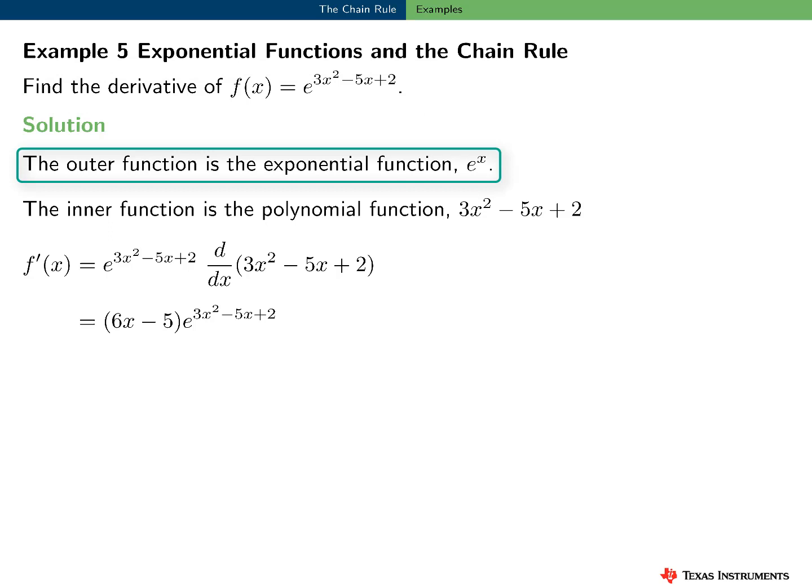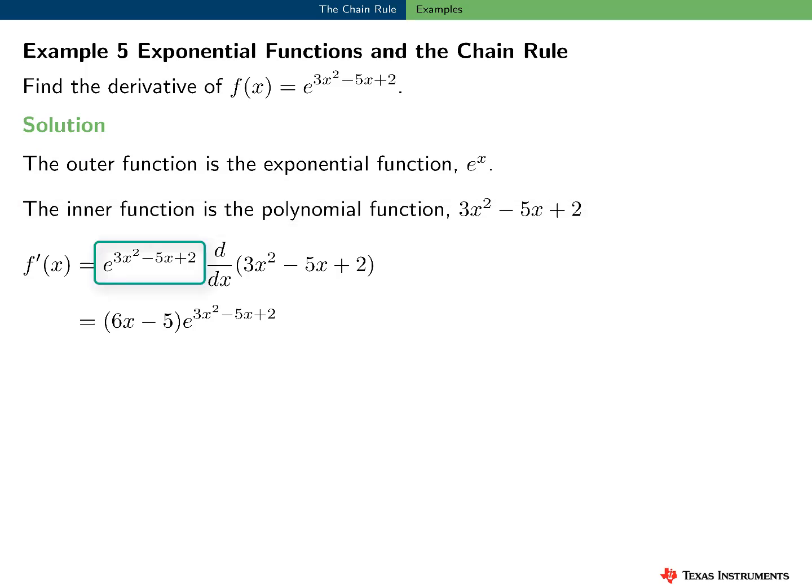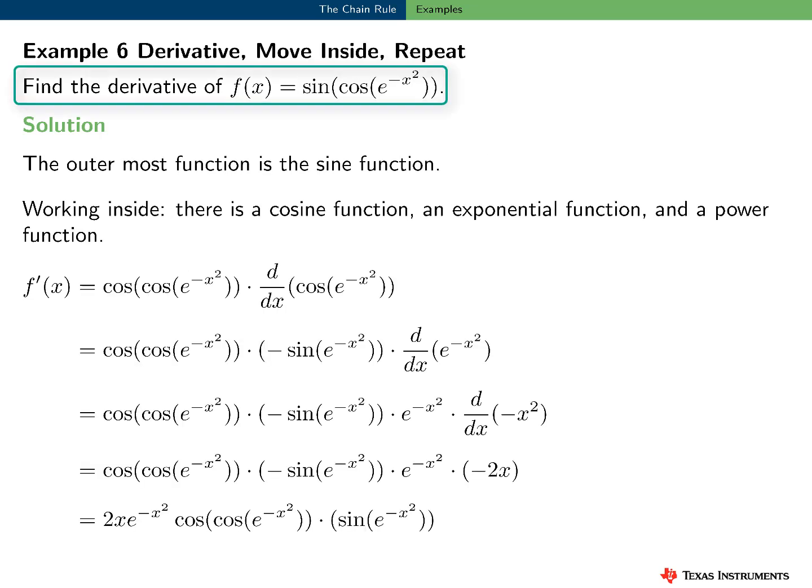The outer function here is the exponential function e to the x, and the inner function is the polynomial function. To find the derivative f prime, I take the derivative of the outer function, evaluated at the inner function, the polynomial, and then I multiply by the derivative of the inner function. I found the derivative of the polynomial, and I just rearranged the terms to make this a little bit more visually appealing.